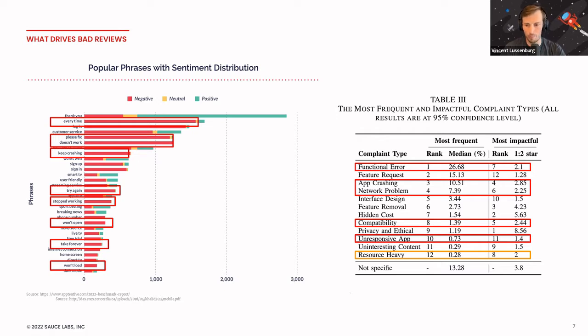problems like functional errors, app crashing, network problems aren't the highest drivers of bad reviews. It's mainly privacy or ethical issues or feature removal that really stimulates users to leave a hate review. But they are the next leading cause of bad reviews. The problem you have with not just network problems and apps crashing, but resource-heavy apps as well, is something Backtrace can play a role in monitoring.